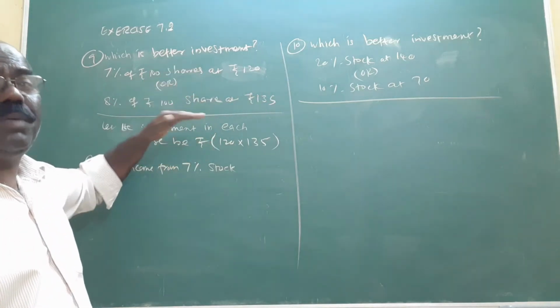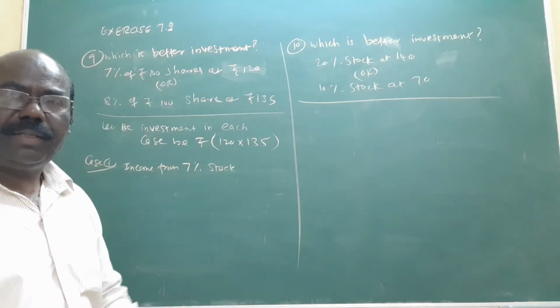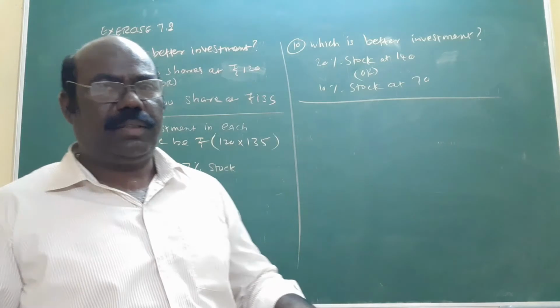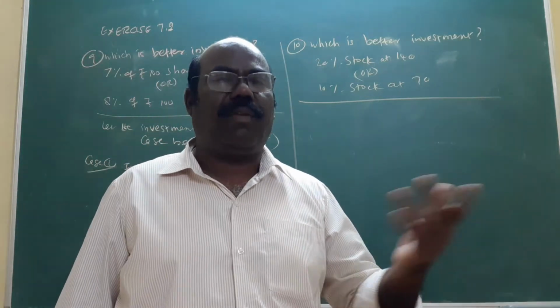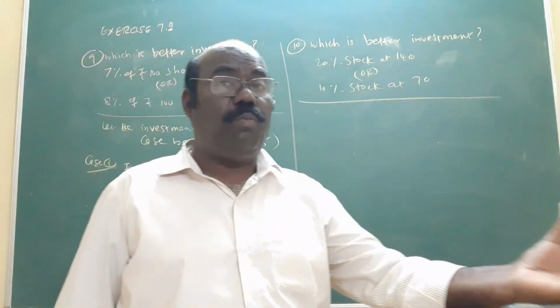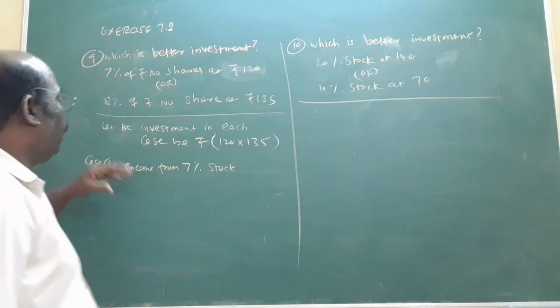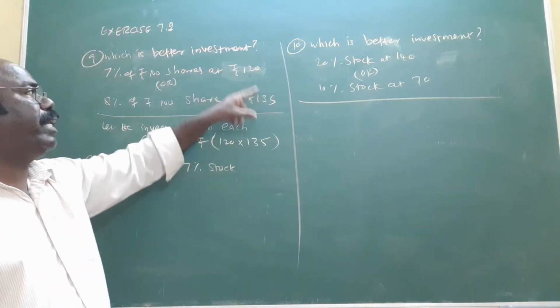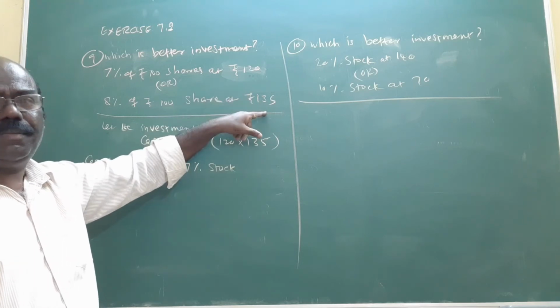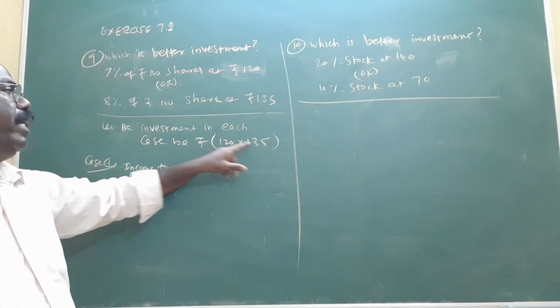Which is better investment? What is the meaning? Whichever gives more amount, that is the better investment. Suppose you have some amount and want to invest in either post office, bank or finance company. Which will give more interest, that is called better investment. That is the concept. Now the investment in each case should be 120 and 135. For simplification, I assume the investment should be 120 into 135.